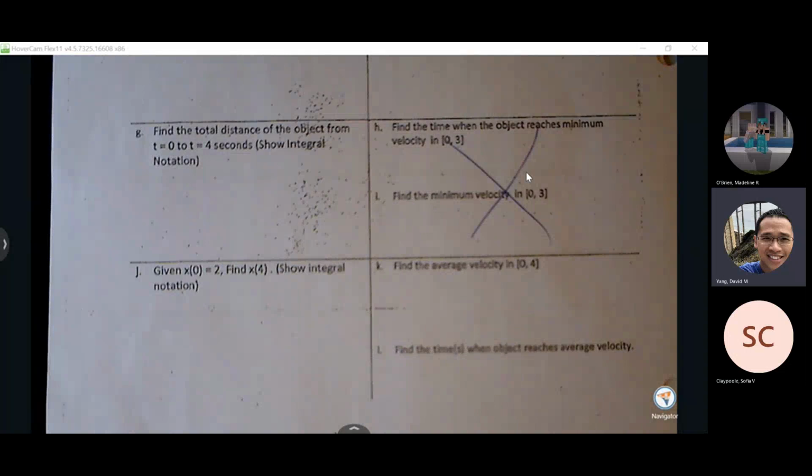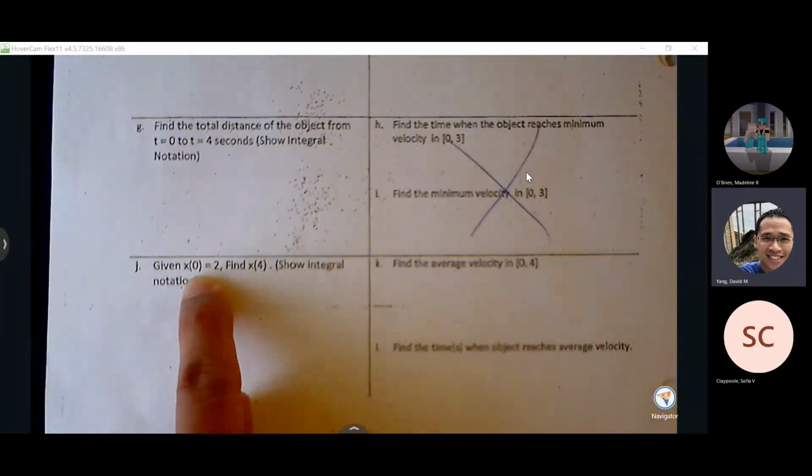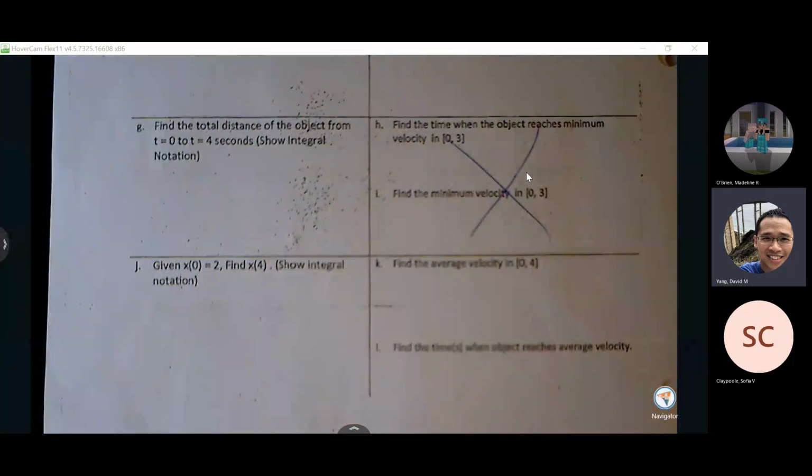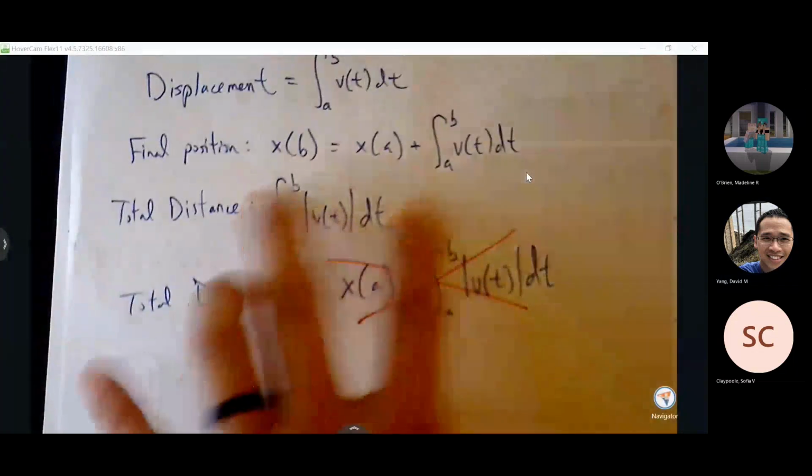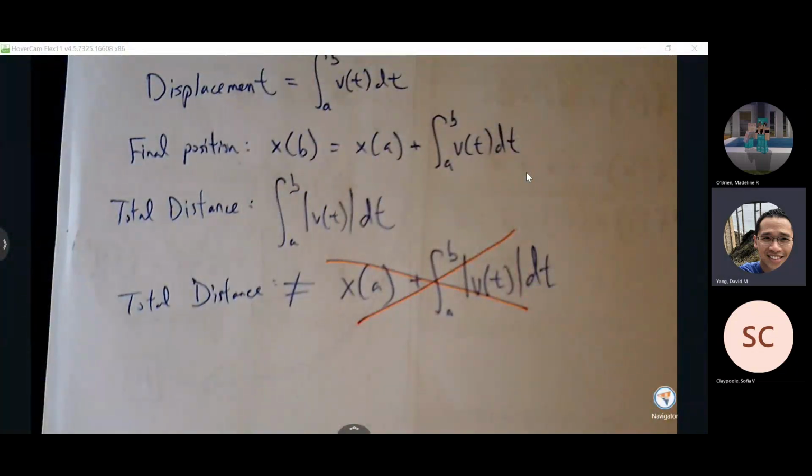So part J says, given my position at 0 seconds is 2, find x sub 4. So this is asking for final position. This question has all three features in it. It's asking for displacement, which is how far you are from where you started. Total distance is how much did you move in total. And final position means if I tell you where this object started, where is it going to land on the x-axis?